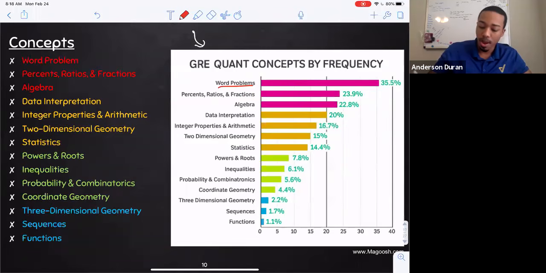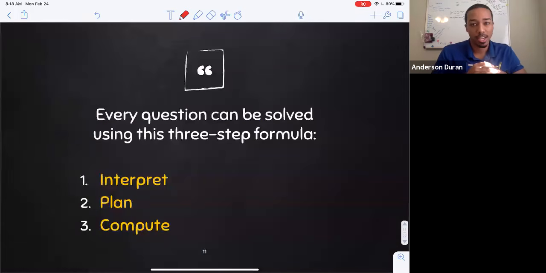But you see how word problems make up 35.5% of your test. That's something you really want to pay attention to, because if you can't answer word problems, that's a third of your test, and you're putting yourself at a disadvantage. But luckily, we're going to be going over a strategy today that is going to help you solve every single type of problem that you encounter. It's called interpret, plan, compute. Three steps, very short, very sweet. Let me go ahead and explain what this means.